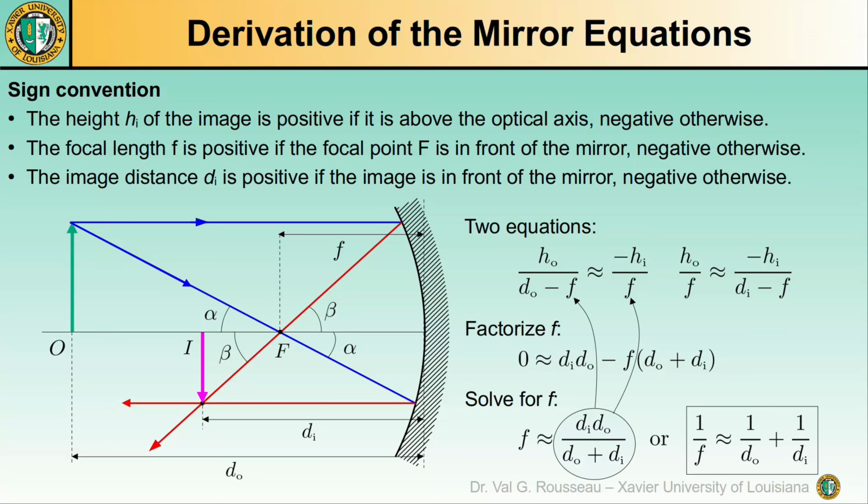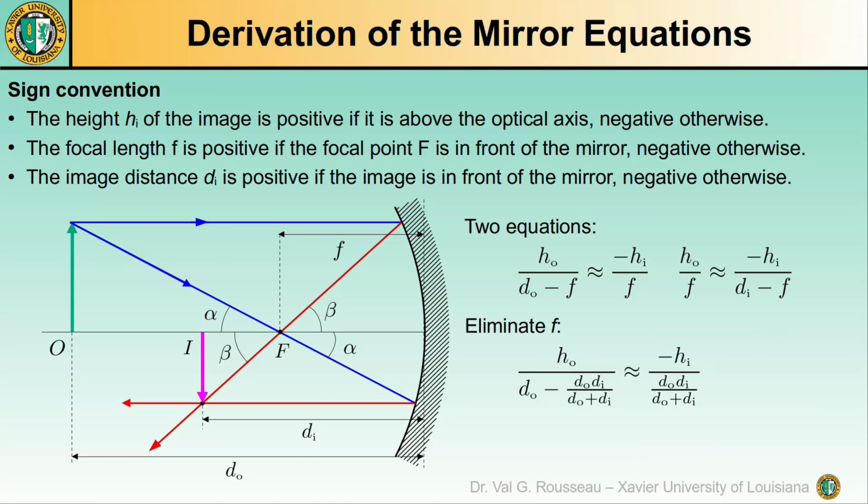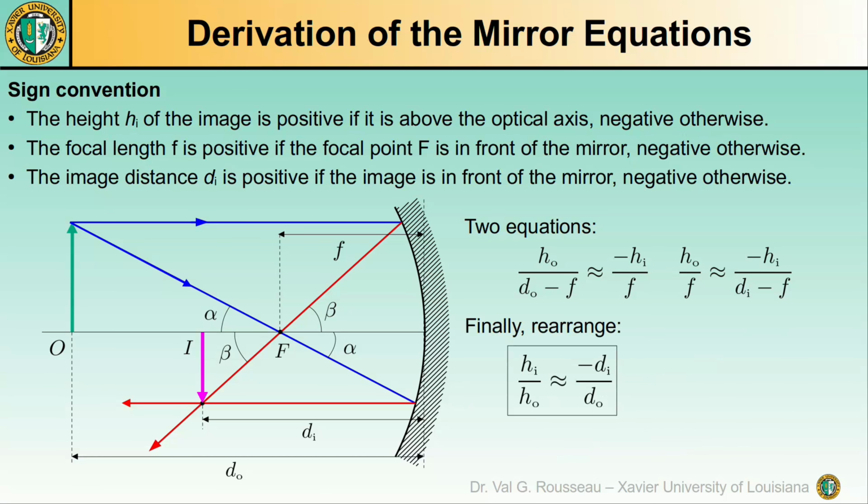Next, we can substitute our expression of f into one of the temporary equations. This way the focal length is eliminated. Then we can simplify the resulting equation by multiplying the denominator on both sides by do plus di, which preserves the equality. We can simplify further by expanding the denominator in the left-hand side, which reduces to do. Then we do a last simplification by multiplying the whole equation by do. And finally, we can rearrange the equation so as to obtain our second mirror equation.